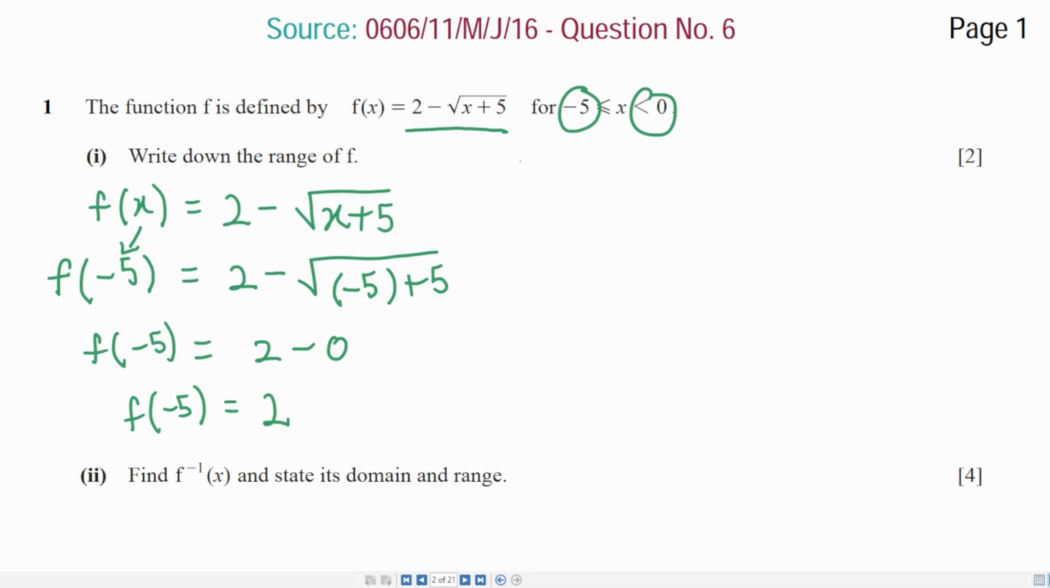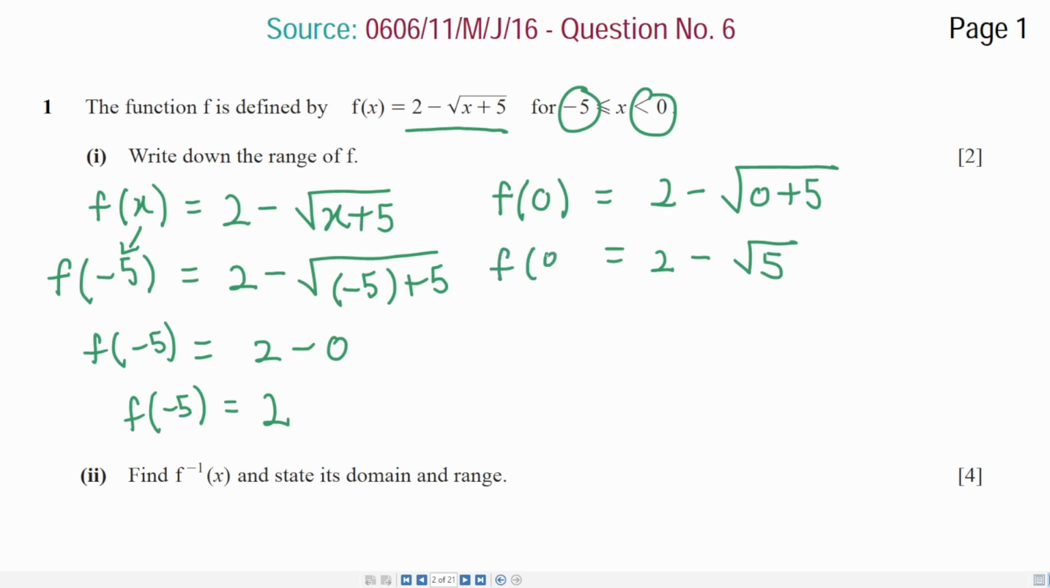However, we still have to do this again with the second value of 0. So substitute in 0 here. Function of 0 is equal to 2 minus square root of 0 plus 5. Now this simplifies easily to just 2 minus square root of 5, and we can just leave it in this form for now. Okay, so now we have these two values. So this is our first value, this is our second value. It doesn't really matter, it can be anyway.